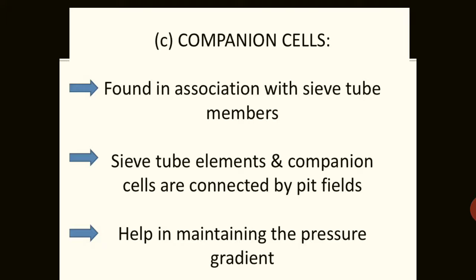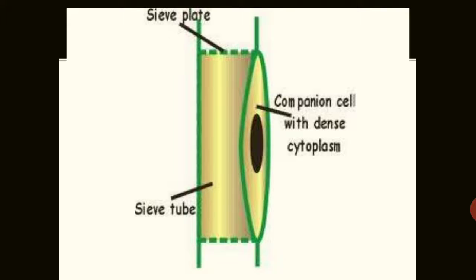Next are the companion cells. Companion cells are found in association with the sieve tube member. The sieve tube elements and companion cells are connected by pit fields, meaning pits are there in the field areas, and this helps maintain the pressure gradient. When the photosynthate is transported by these cells, they have to maintain the pressure of the ongoing carbohydrates or any ongoing organic substances. This is the structure of the sieve plate, and the companion cell also has dense cytoplasm, and the sieve tube is also there. This is the very fine diagrammatic structure of the phloem tissue.